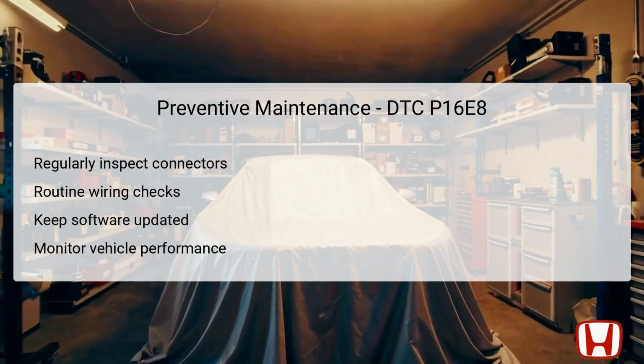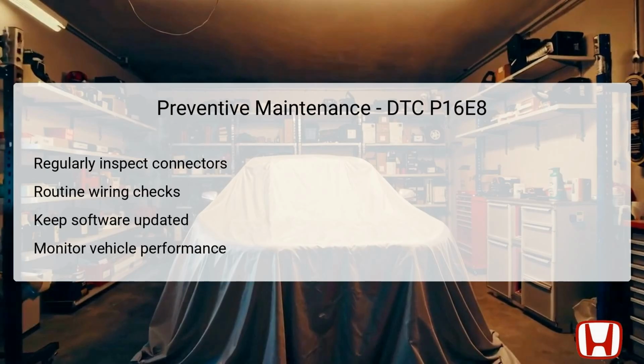Additionally, routine checks on all wiring within the LIN network for signs of damage or deterioration can mitigate risk before they manifest as communication errors. It is also advisable to keep the vehicle software updated, as upgrades may contain critical fixes, improving system efficiency and functionality. Lastly, monitoring overall vehicle performance can provide insight into any emerging issues before they escalate into larger problems requiring significant repairs.